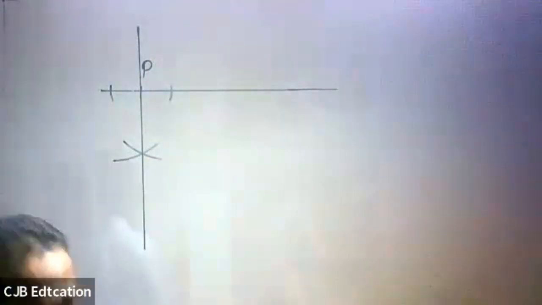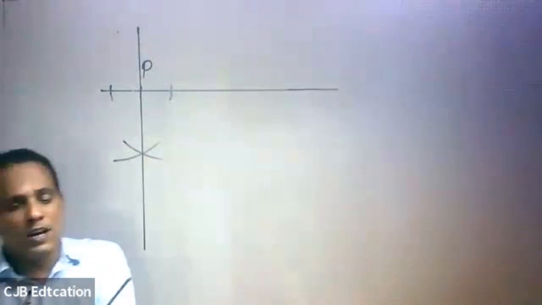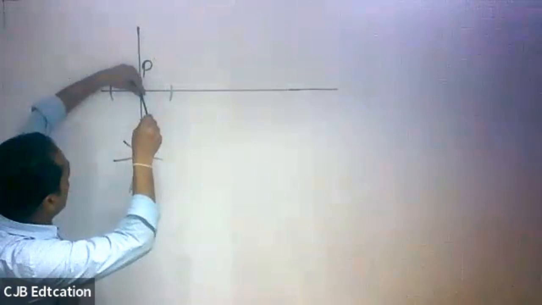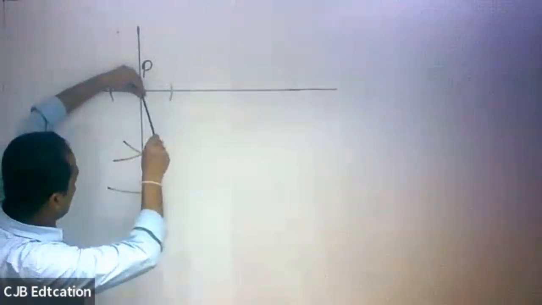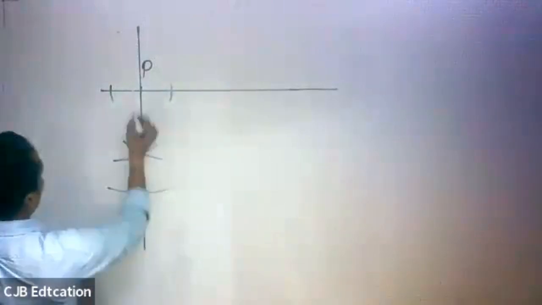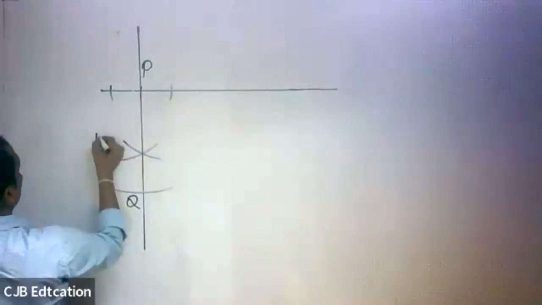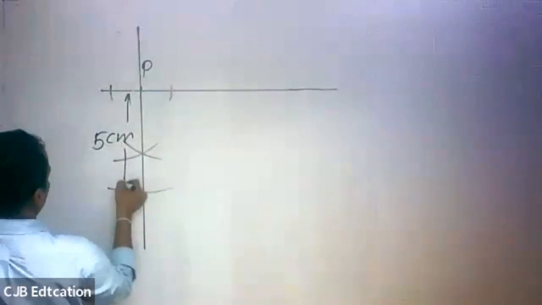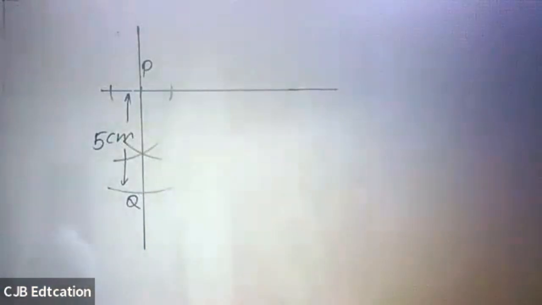Now there we have to take the PQ distance as 5 centimeters. Then we should take the 5 centimeters to the compass, right? And put the tip on the P and take an arc on the straight line. Right? Now we can name this point as Q. Then you can mention the distance PQ as 5 centimeters. Right? You can show that distance there.